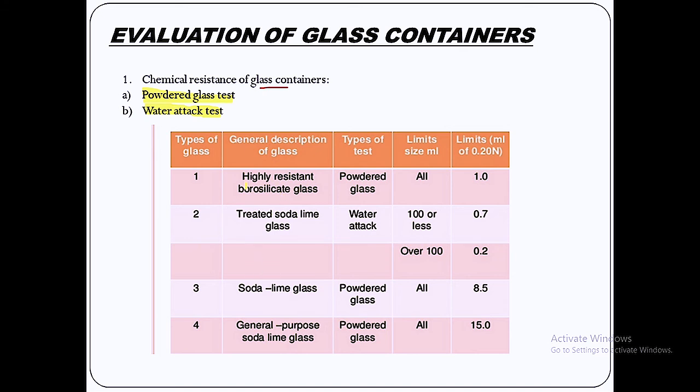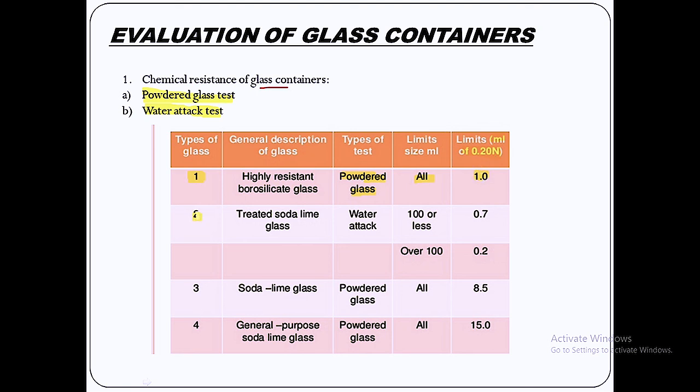For example, I have mentioned that type 1 is a highly resistant borosilicate glass. The type of test we use is the powdered glass test. And the limit in ml of 0.2 normality, basically you titrate it with 0.2 normality, the limit is 1 ml. The limit is the same for all sizes, be it 50 ml, 100 ml. All glasses of type 1 undergo the powdered glass test and the limit is 1 ml of 0.2 normality.